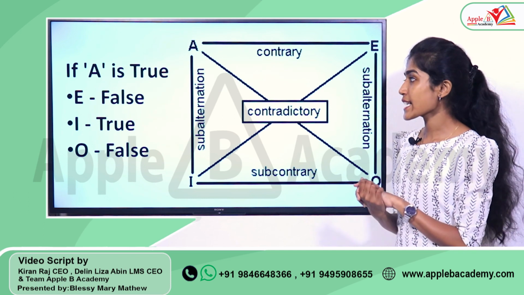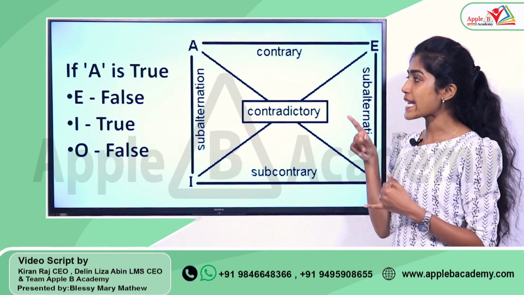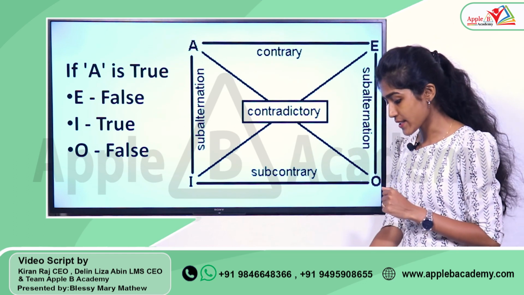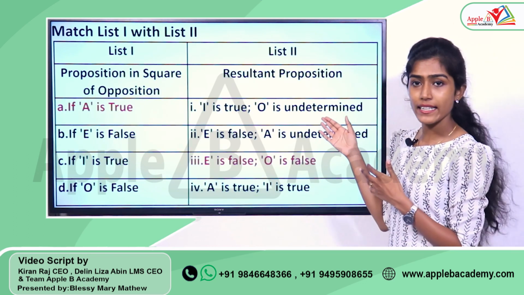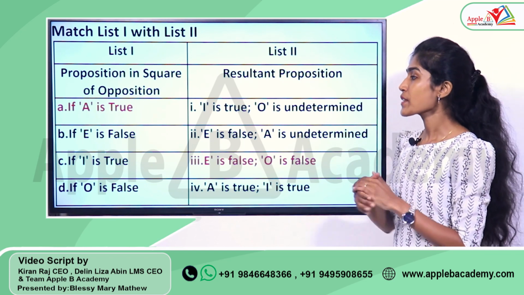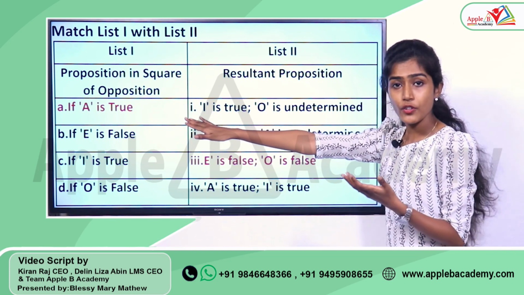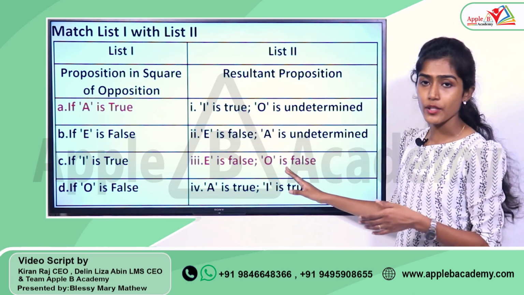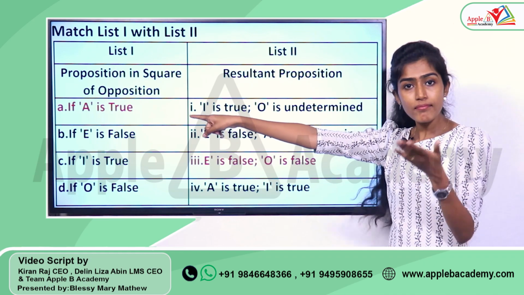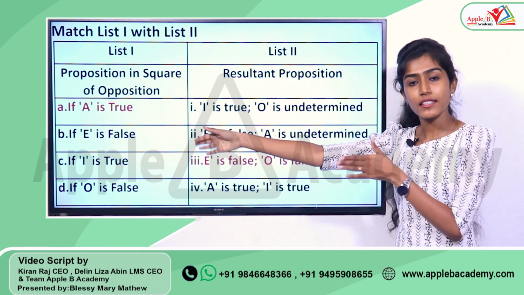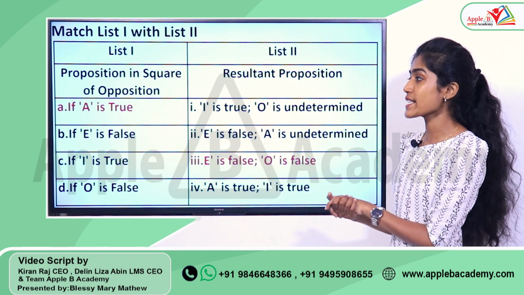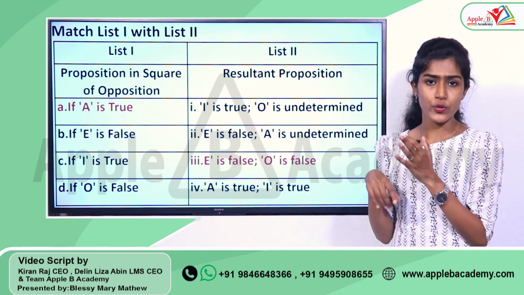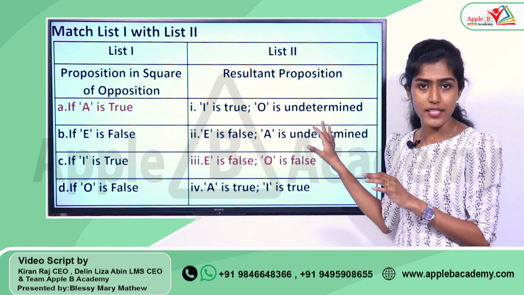So what we can say here is, if A is true, E is false, I is true, O is false. This is the idea that you need in order to answer these questions. Coming to the question we are discussing, if A is true, you don't have to consider A as an option in the resultant propositions, because it is given in list 1. Then obviously the resultant will be E, I or O. You don't have to consider the A proposition in the result.